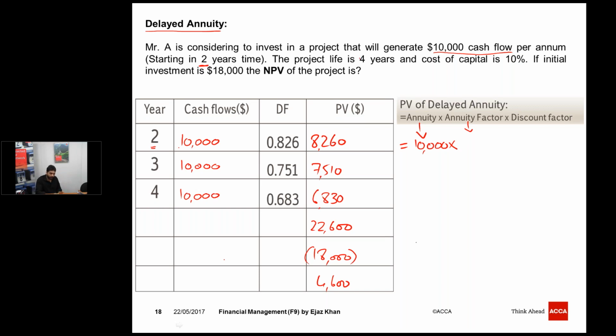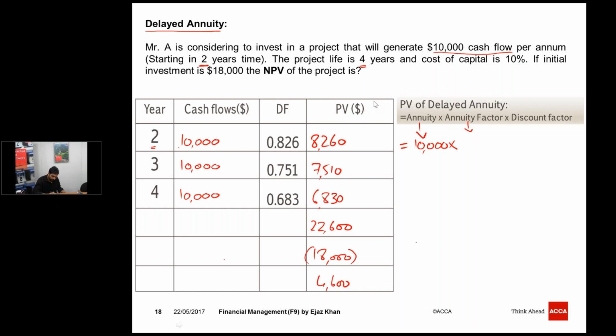It's a 4-year project, and usually it starts from year 1. So if it was a normal annuity project, there would have been 4 cash inflows after year 1, after year 2, after year 3, and after year 4. Since it's starting from year 2, it means that we are not going to receive anything after year 1. So what we are going to receive is the 3 cash flows, year 2, 3, and 4. We will be receiving cash inflows after year 2, after year 3, and after year 4. So the total cash inflows will be 3.